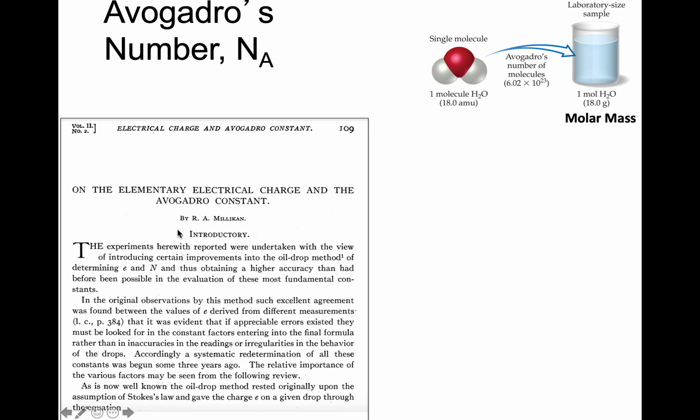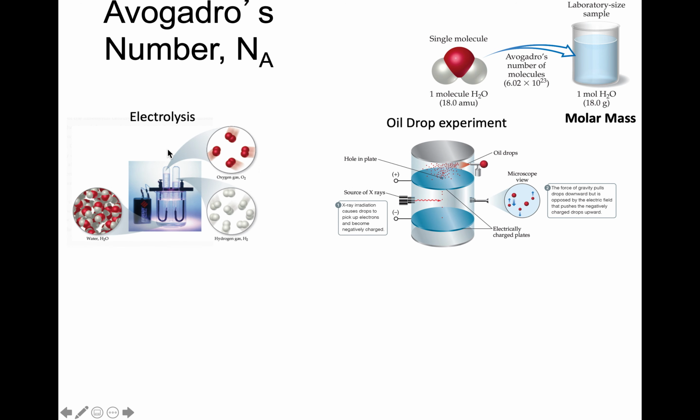I think it's cool. This is from Robert Millikan, his oil drop experiment. Notice how he's linking electrical charge with Avogadro's constant. I think it's great. This is his actual writing here. So where's this come from?